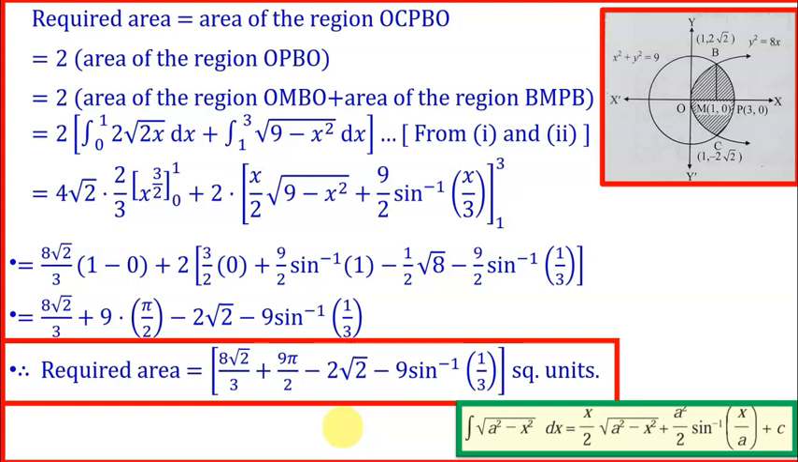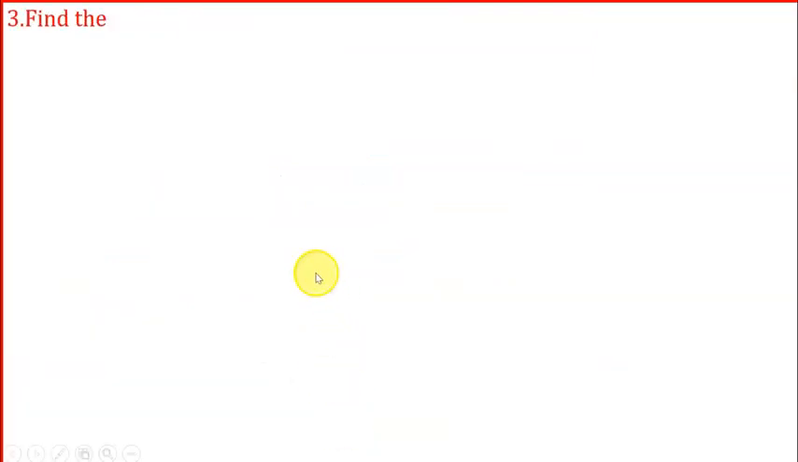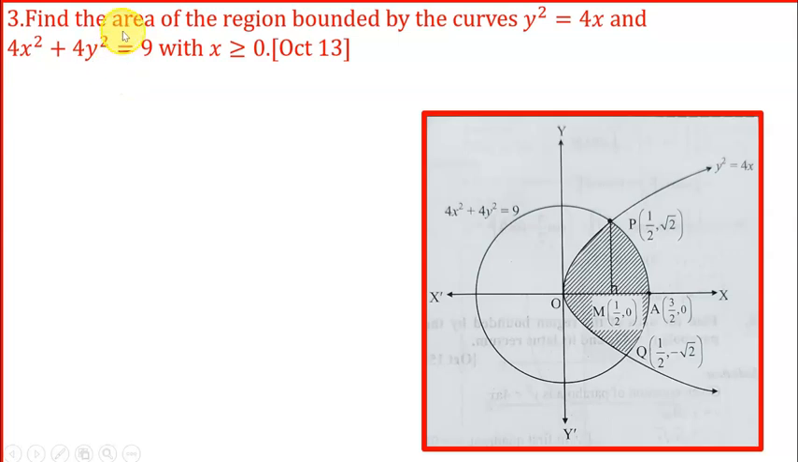Okay, next, find the area of the region bounded by the curve y square is equals to 4x, this is the parabola, and circle 4x square plus 4y square is equals to 9 with x is greater than or equals to 0. This question was asked in October 13 examination. You can see this here. This is again the standard circle.